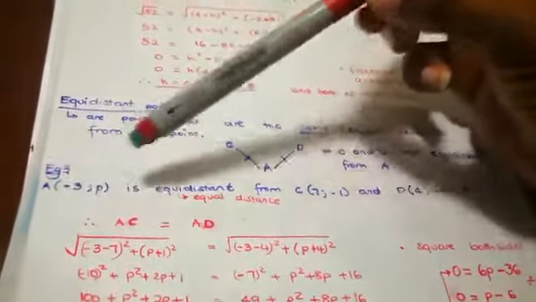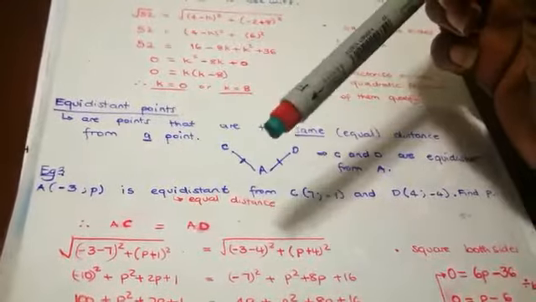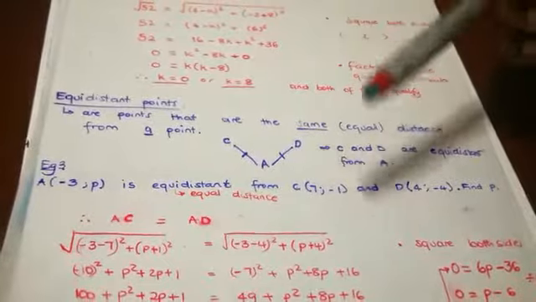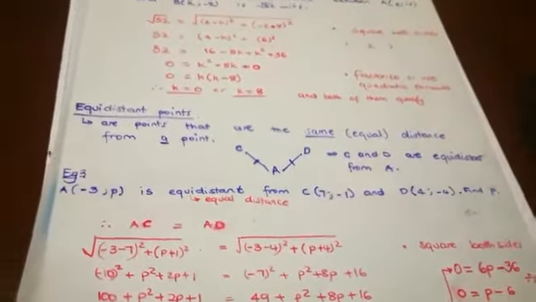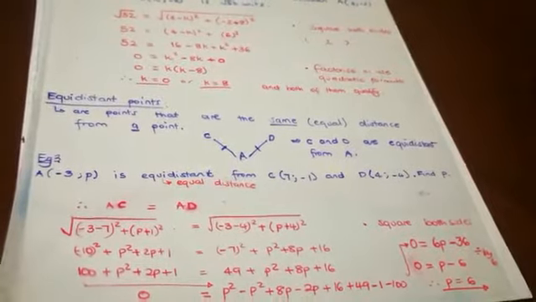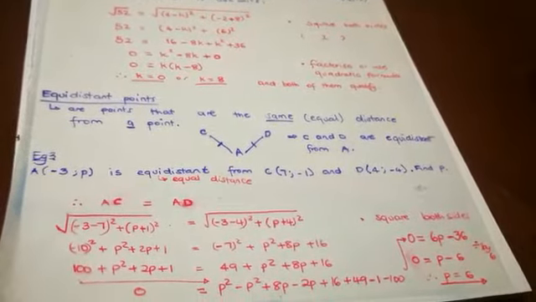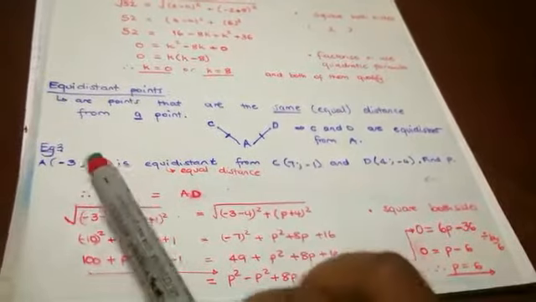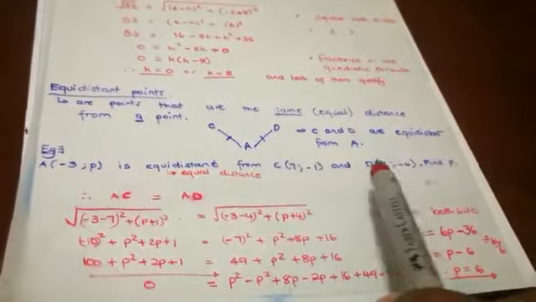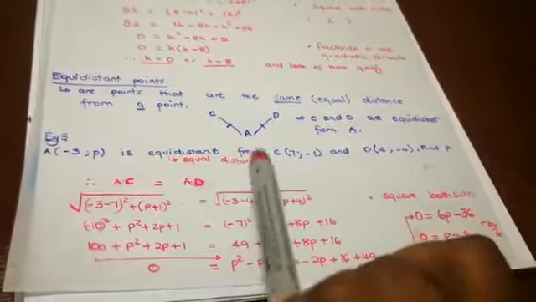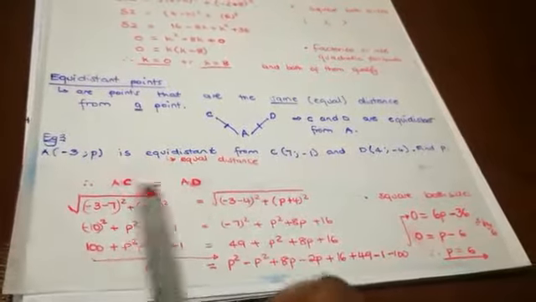Okay, A is equidistant from C and D. So that means A is like that, and then we have C and D. So that means AC is equal to AD. So that's what I did here.